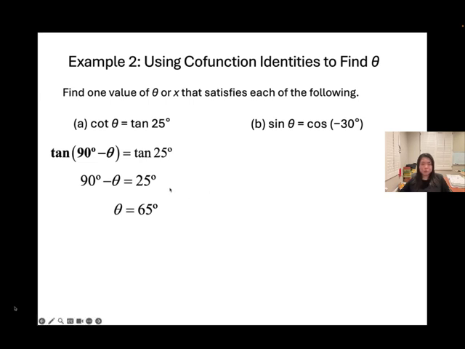I need to remind you that for this example, we only need to find one value of theta. There can be more than one answer, because remember that for tangent and cotangent, the positive values can be in quadrant 1 and quadrant 3. We are working in quadrant 1, so theta is going to be 65 degrees. If this is quadrant 3, that will be 180 plus 65 degrees. It can be more than one answer.